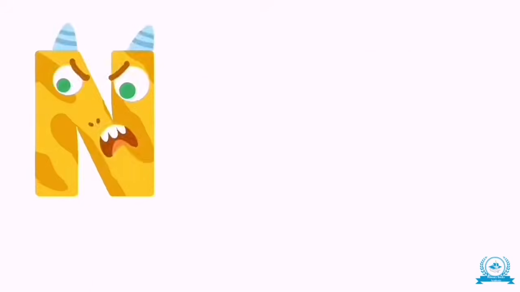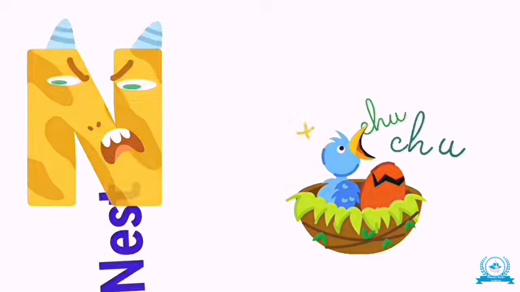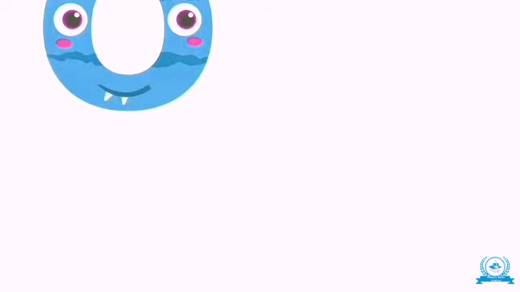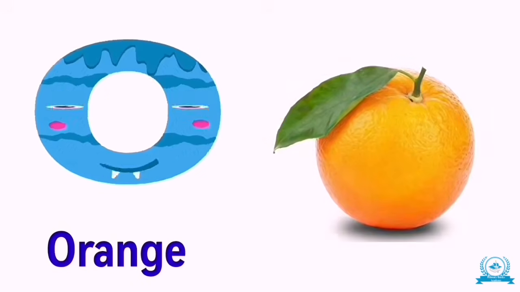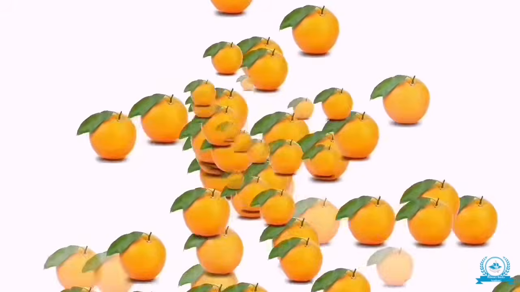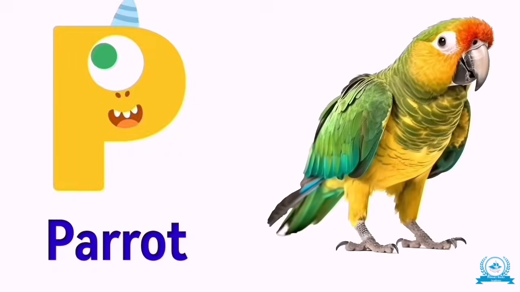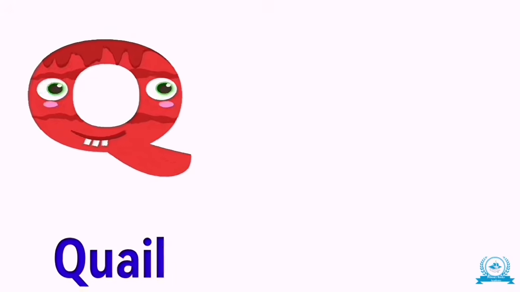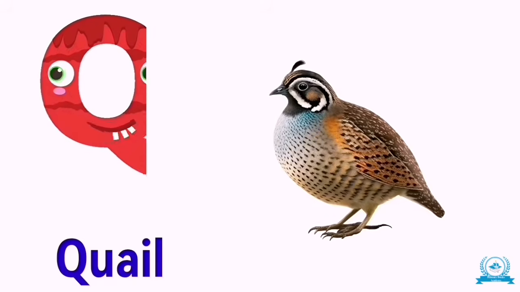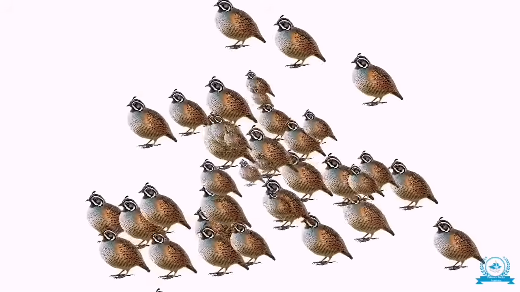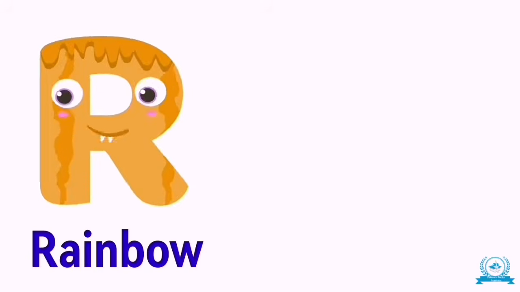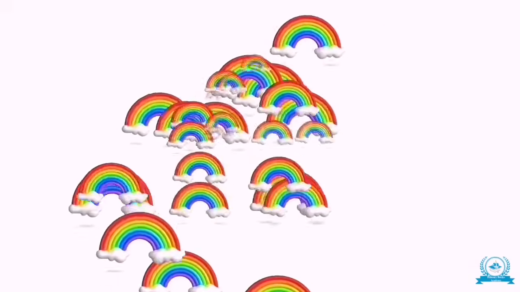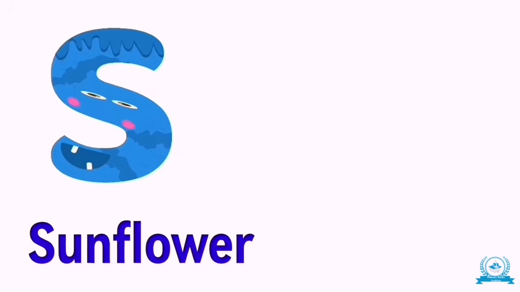M for mango. N for nest. O for orange. P for plate. Q for quail. R for rainbow.